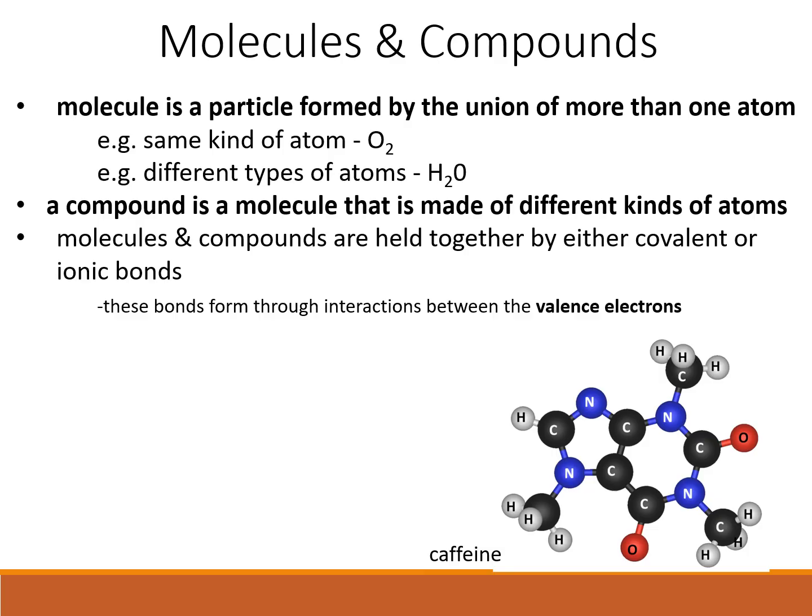A molecule is a particle that is formed by the union of more than one atom. This molecule could be made of the same kinds of atoms like oxygen, or it can be made of different kinds of atoms like H2O, water. A compound is actually a molecule that is made of different kinds of atoms. So oxygen would be a molecule, and you could also call H2O not only a molecule but a compound. Molecules and compounds are held together by either covalent or ionic bonds. And these bonds are going to form through the interaction between valence electrons.